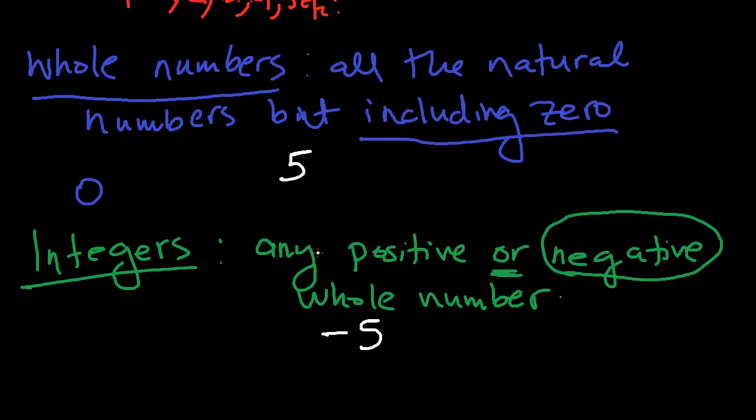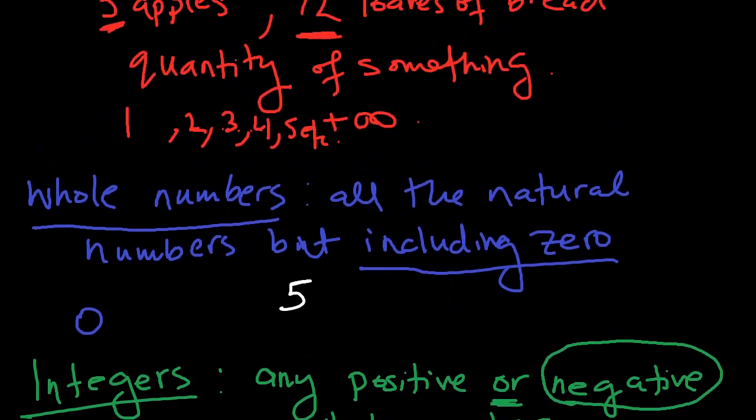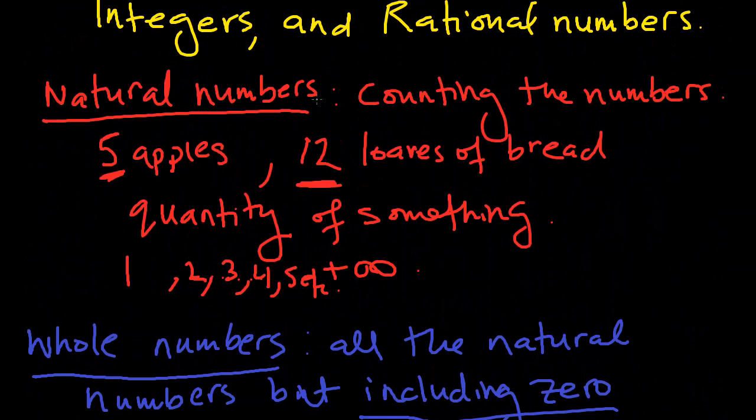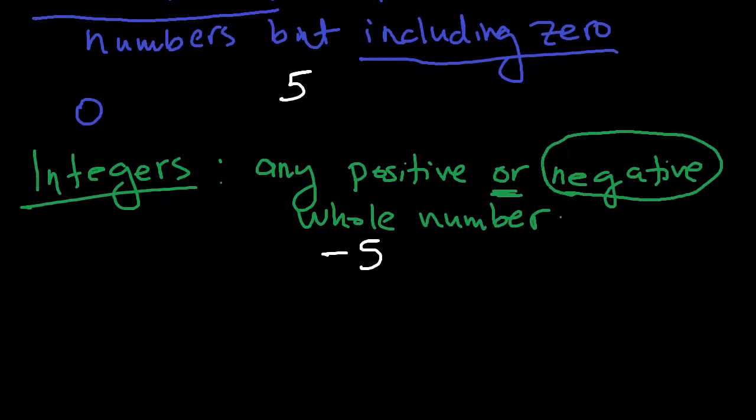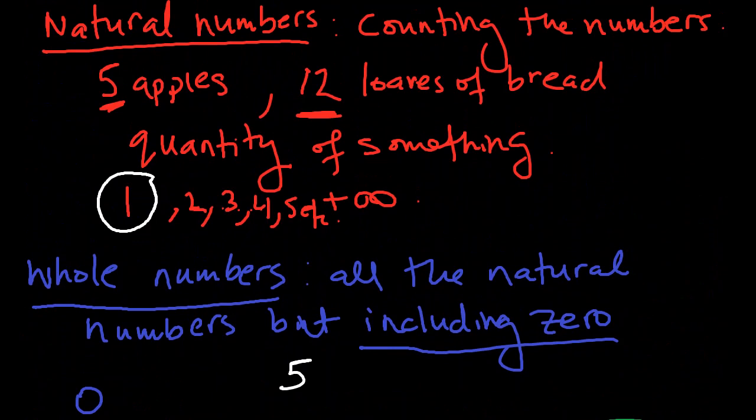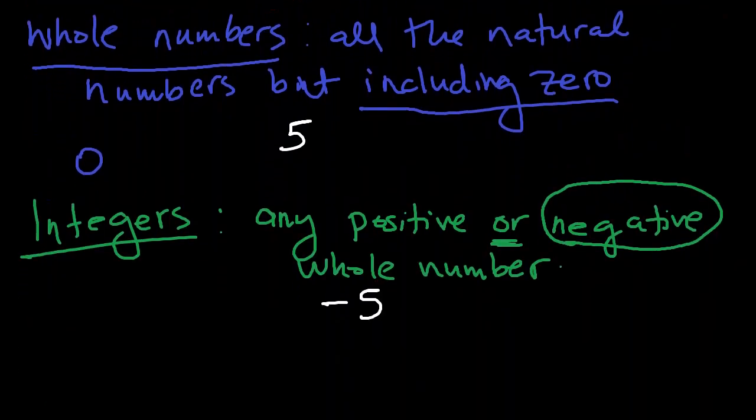Because remember, the key here is that whole numbers are all the natural numbers, but including 0. But what are natural numbers? Remember when we talked about up here? Natural numbers are counting numbers, and they start at 1. This is the key here. They start at 1. So the key thing to remember about integers is they can be either positive or negative, but in the case of natural numbers and whole numbers, they can only be positive.